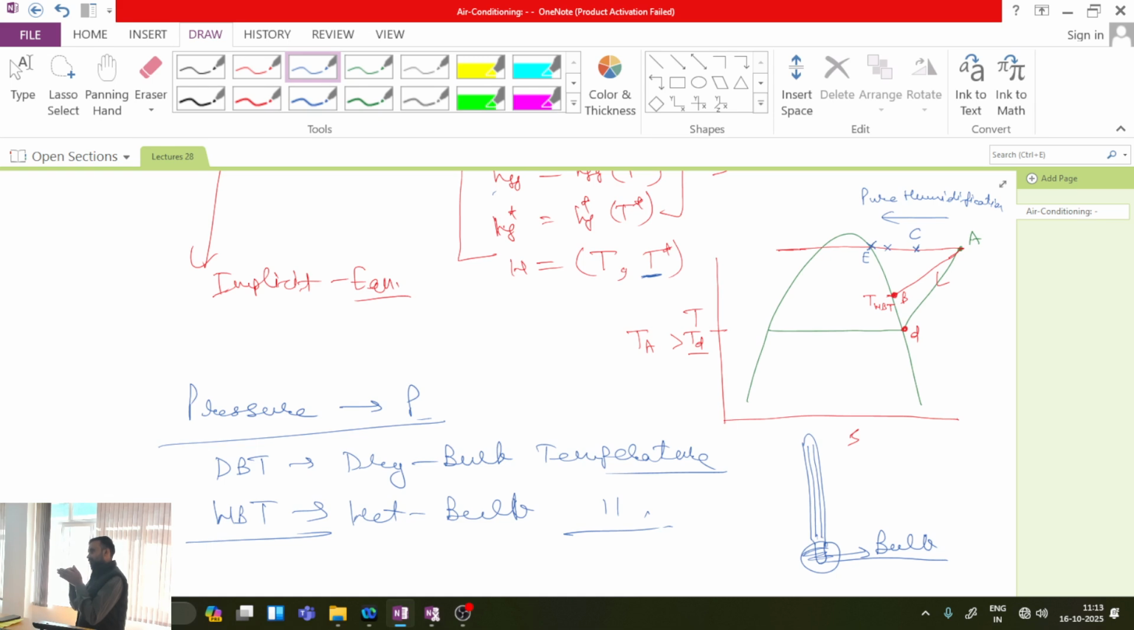When that air comes in contact with the bulb, during the process of penetration through that wet wick, it will evaporate water. Once it is evaporating water, its energy content will be decreasing, and ultimately the air will try to reach the saturated state. So if air is coming to the saturated state when it is making contact with the bulb of the thermometer, at that time whatever temperature the thermometer gives will be nothing but my wet bulb temperature.